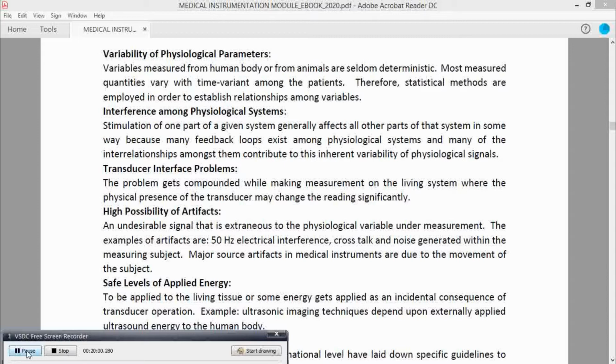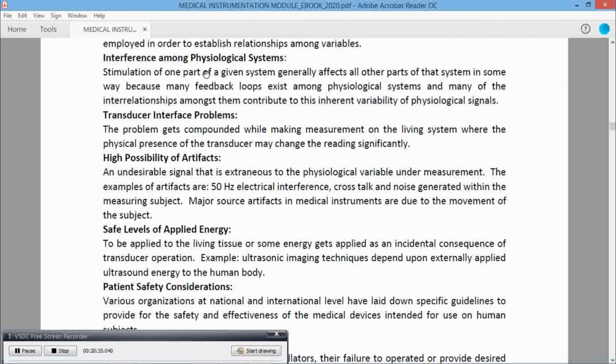Variability of physiological parameters is another one. Variables measured from the human body or from animals are seldom deterministic. Most measured quantities vary with time, and vary among patients. Therefore, statistical methods are employed in order to establish a relationship among variables. Sometimes the measurement varies from patient to patient. That means you need a statistical method to match the measurement. Another one is also known as interference among physiological systems.